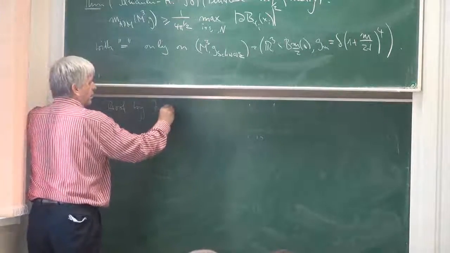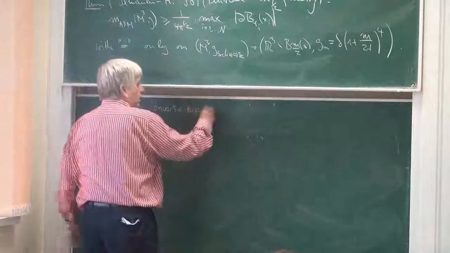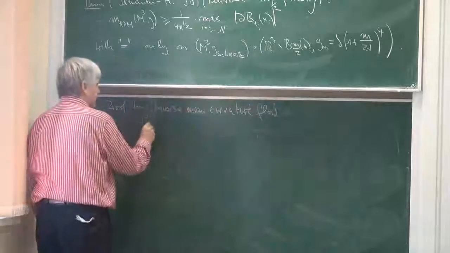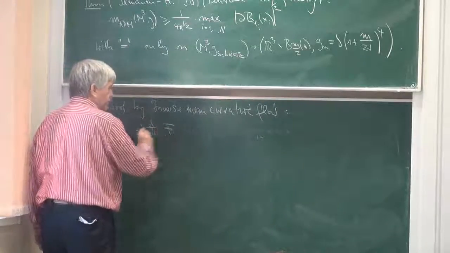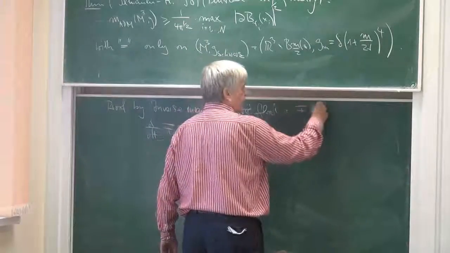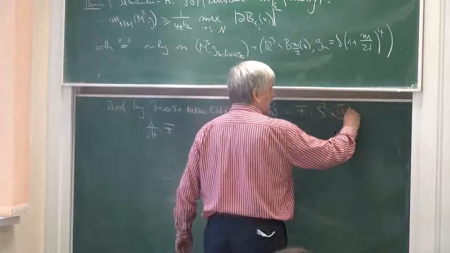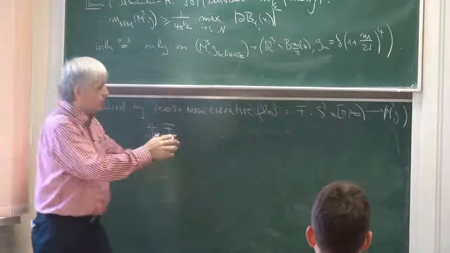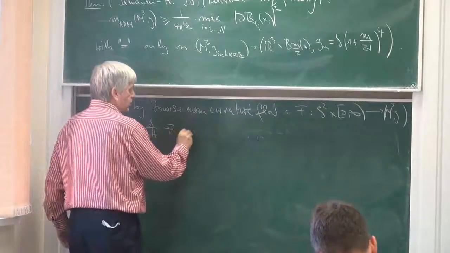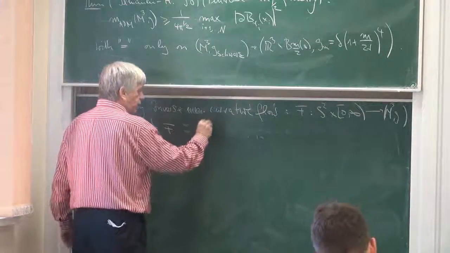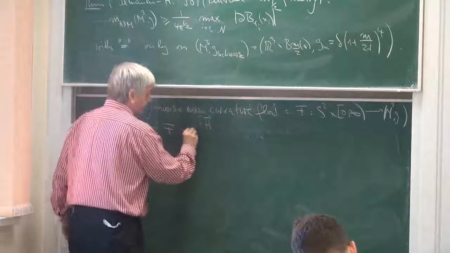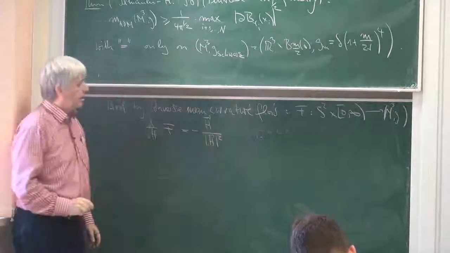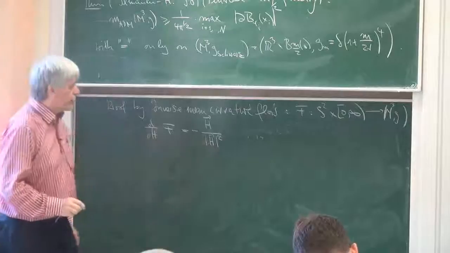inverse mean curvature flow, where instead of taking d/dt of the position, so you have a map from S2 cross an infinite time interval into (M3, g), you expand the surfaces. So instead of taking mean curvature flow, you go in the other direction in such a way that the speed is equal to 1 over the mean curvature.